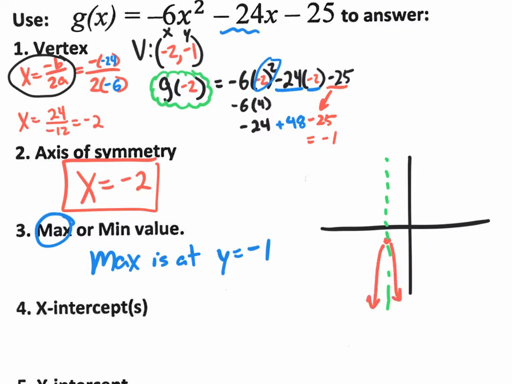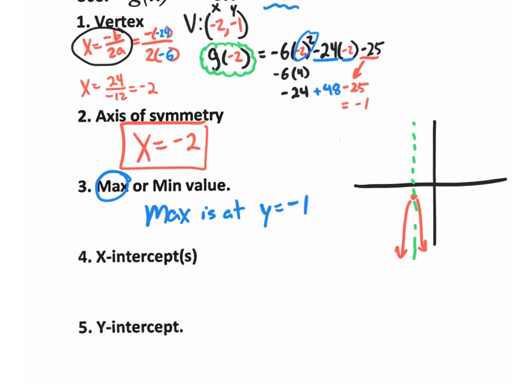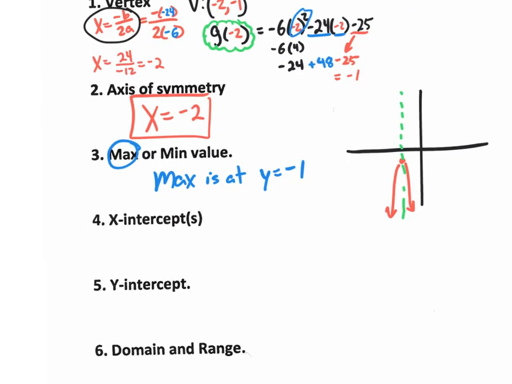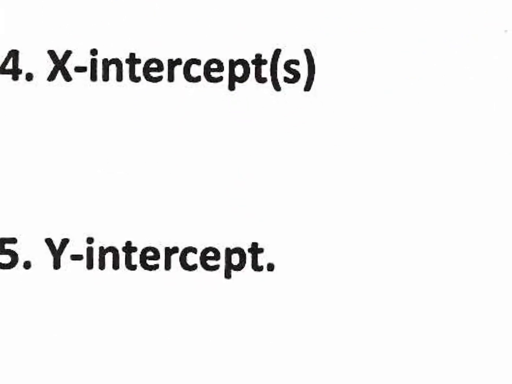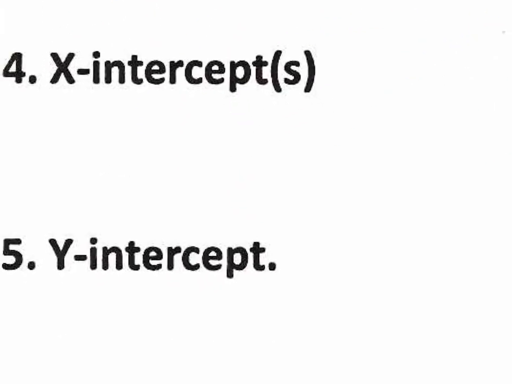Okay, so that's just the sketch. They're not asking us to graph. I'm just sketching it so you could understand, have a visual of what kind of parabola we have, this g of x function. All right, so they're asking us to find the x-intercepts. How do we do that algebraically? How do we find the x-intercepts algebraically?